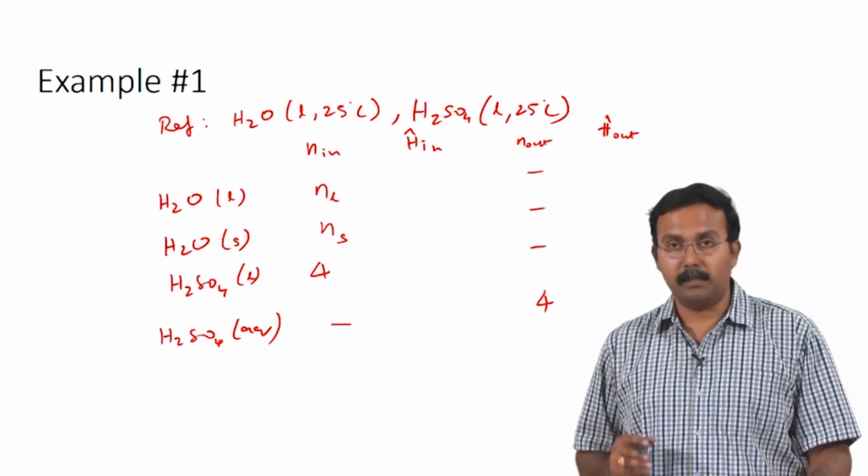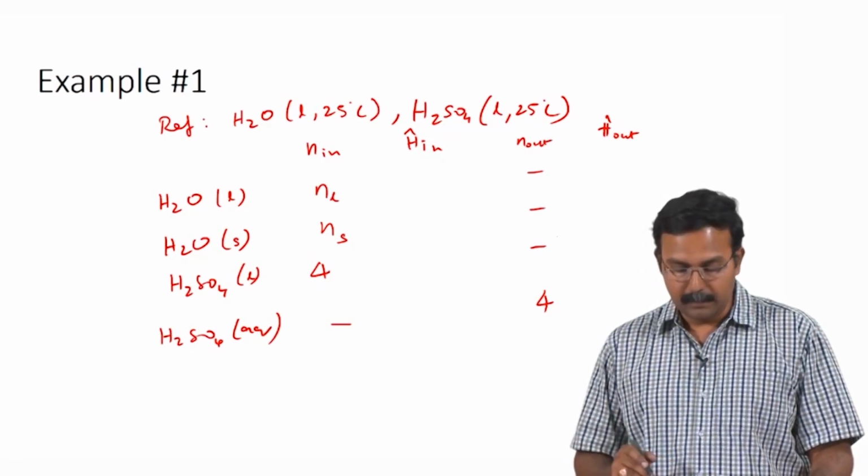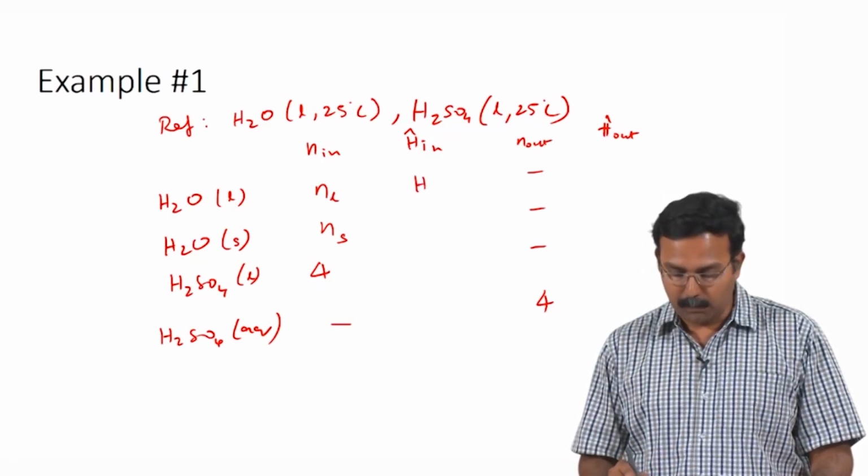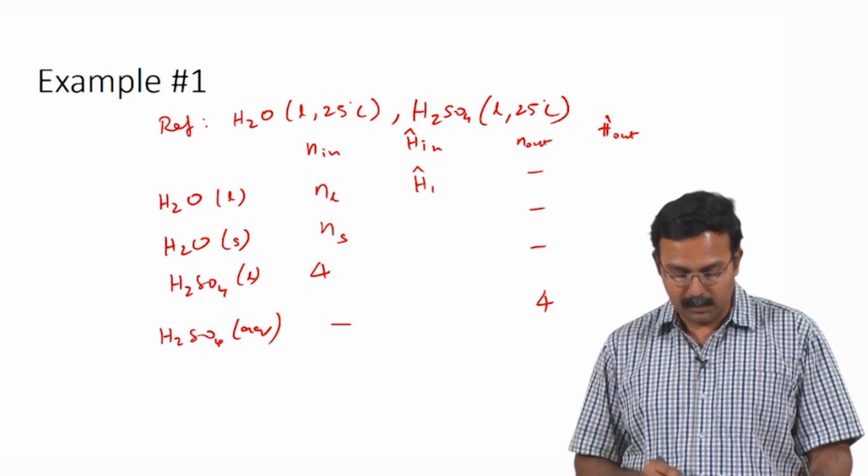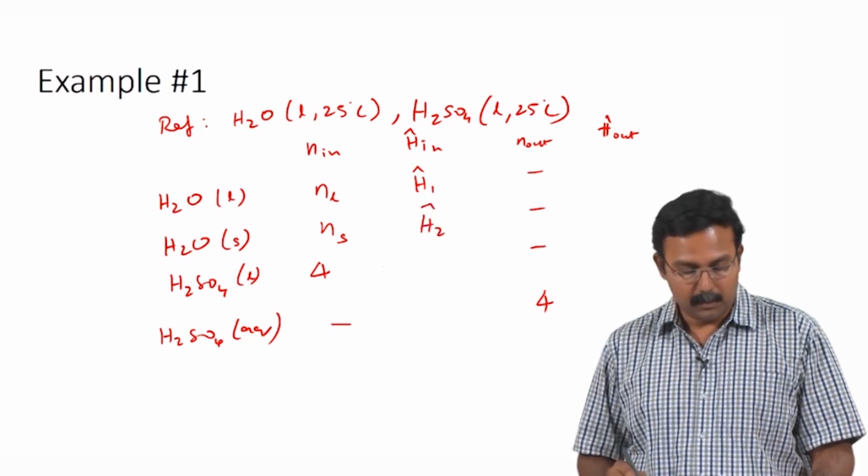So, what are the enthalpies? Which enthalpies do we have to calculate? The enthalpy of water has to be calculated because it is not coming in at 25 degrees Celsius. Similarly, the enthalpy of ice also has to be calculated.